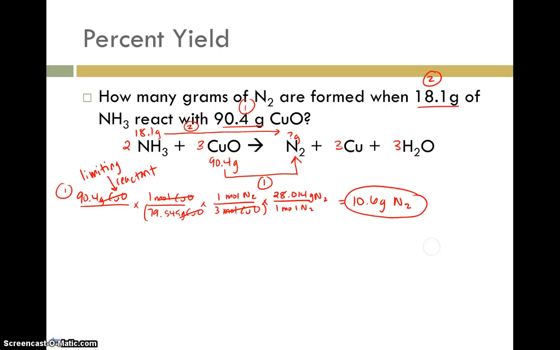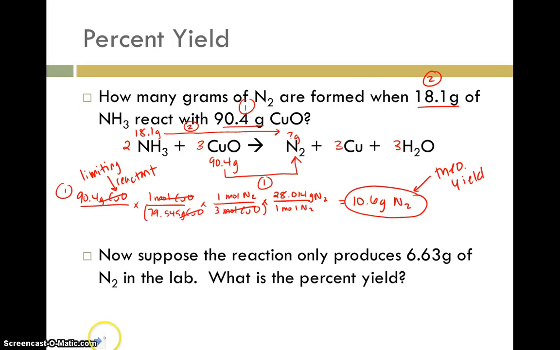All right, now that we've identified the limiting reactant, this now has a new name. This is our theoretical yield. So if we were to actually do this experiment in a lab and use 90.4 grams of CuO, in a perfect world, we'd be able to collect 10.6 grams of nitrogen. So I went to the back of the lab and did this experiment, but I only got 6.63 grams. So I want to know what my percent yield was for this lab.